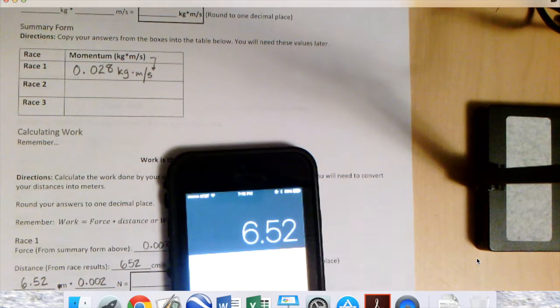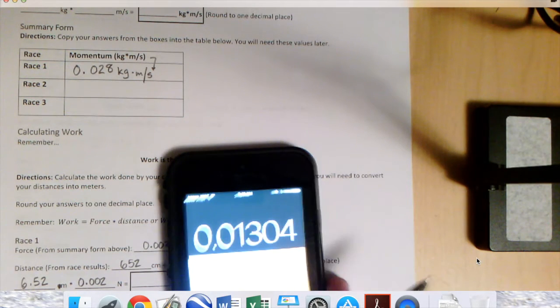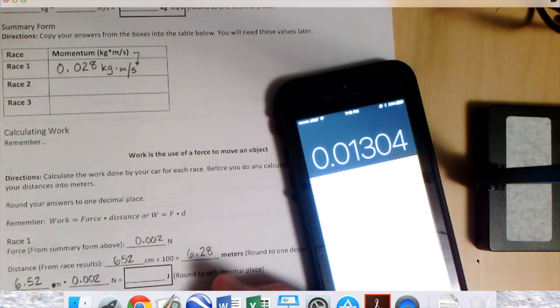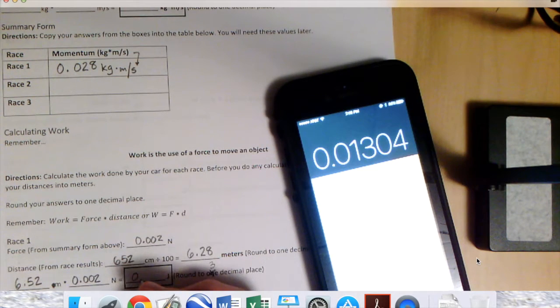So what I'm going to do, I'm going to take this and multiply it by 0.002. That gives me an answer of 0.0130. Let's round this to 3 decimal places, and that tells us joules. Joules is a form of energy. So let's round this to 3 decimal places, and we'll go to 0.013. Because the 0 means we don't need to round it up.